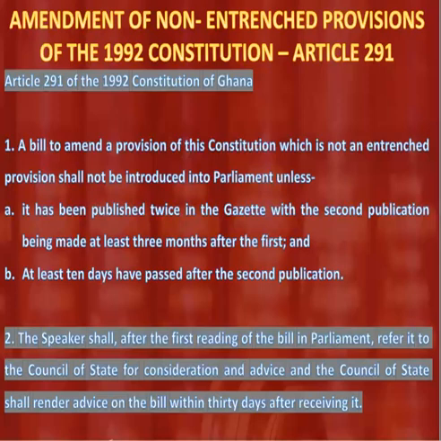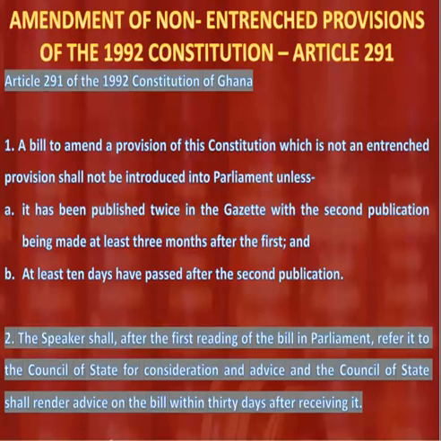It means that if you want to amend a non-entrenched provision, your first step is that you must publish the bill in the Gazette, wait for 3 months, publish it for the second time, then wait for at least 10 days, and only then can the bill be considered in Parliament. Now, after the 10 days, when the bill is brought to Parliament and read for the first time, the Speaker must submit the bill to the Council of State for consideration, and the Council of State shall have to give its advice on the bill within 30 days.